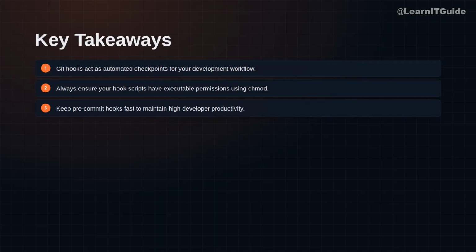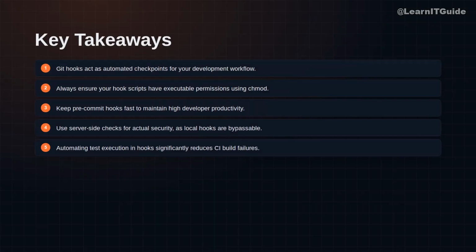Let's recap what we have learned. First, Git hooks are automated checkpoints for your commits and pushes. Second, always verify your scripts are executable with the change mode command. Third, speed is critical. If your hooks take too long, developers will stop using them. Fourth, remember that local hooks are for developer convenience, while server-side hooks are for true security. Finally, automating your test execution within these hooks is one of the highest impact changes you can make for your team's build stability. These are the core concepts to carry forward from this video.